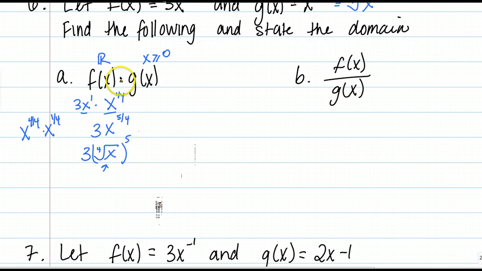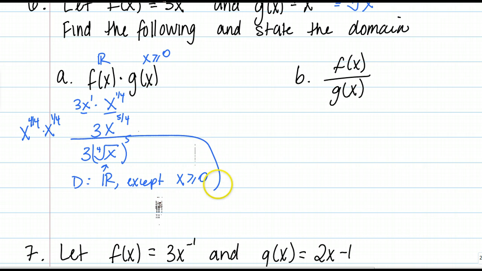And remember, once we multiply them, our domains are both of those, right? They both count. And we see that by looking at our answer, right? We have the fourth root of x. So our domain is all real numbers except x has to be greater than 0. And that would be our answer.